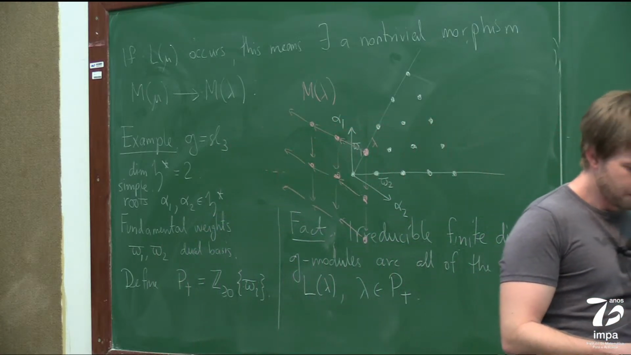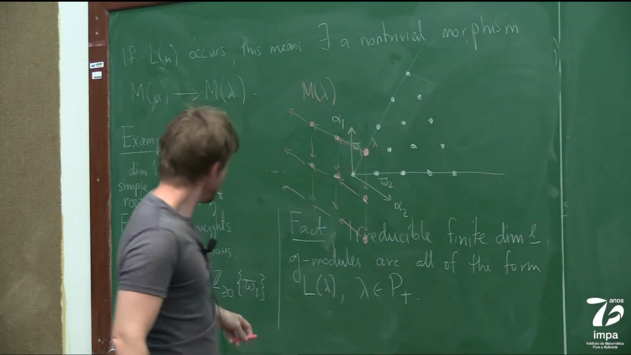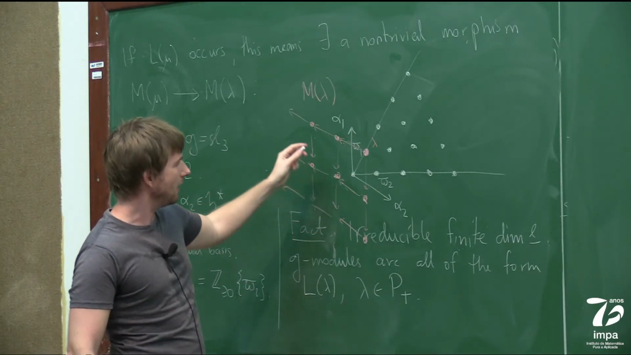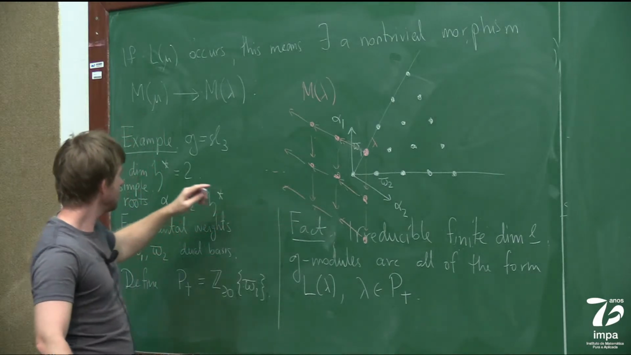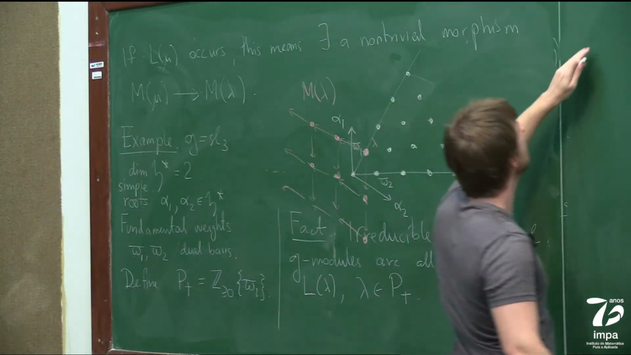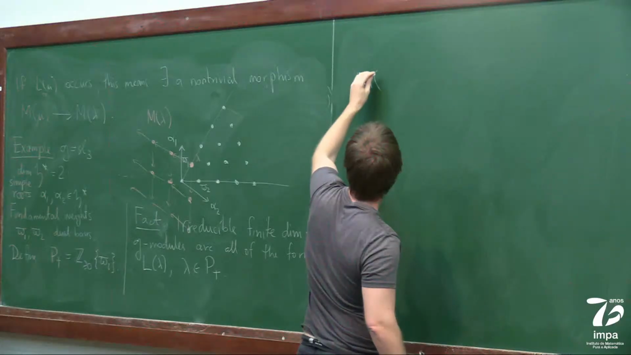And the question is, well, the first question is then, in what possible weights can M lambda map into M mu map into M lambda?